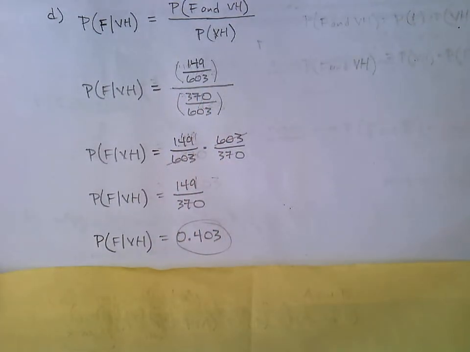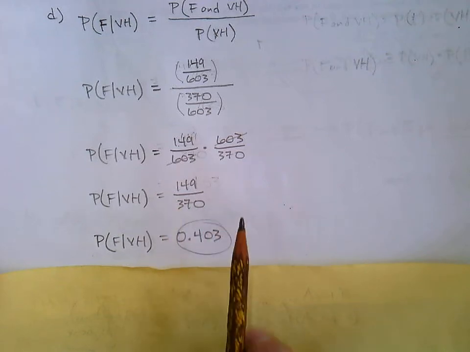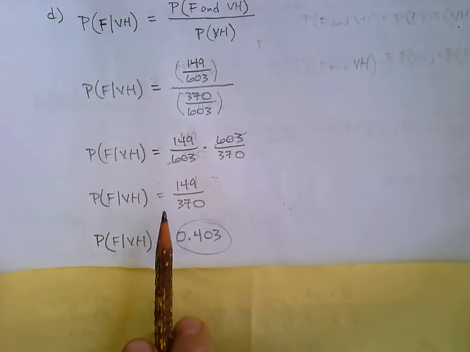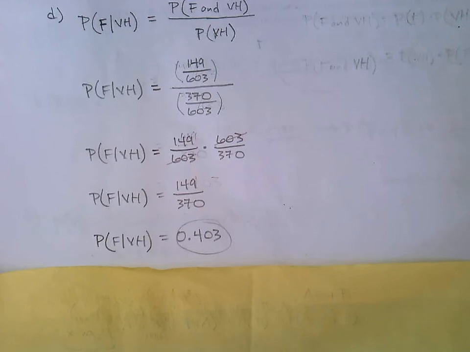Actually, I think there's a better way to think of this problem and even go directly from your formula here to the 149 over 370. You see both of those numbers in the chart, right? The 149 is the very happy females, and the 370 is the total number of very happies. What you could do is think of this, what are the chances of being female given they are very happy?